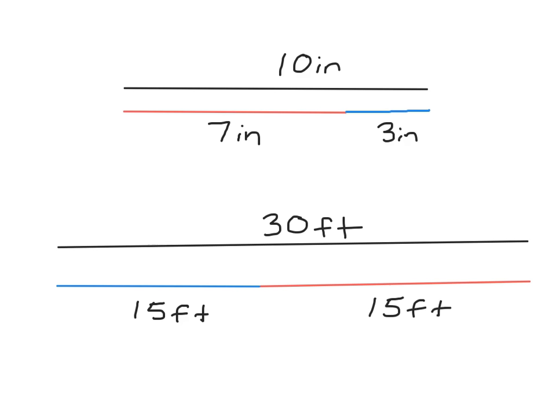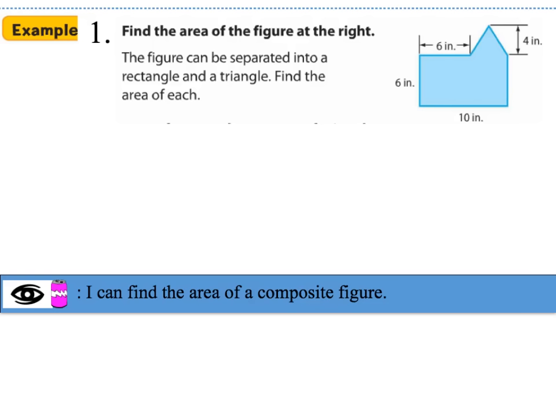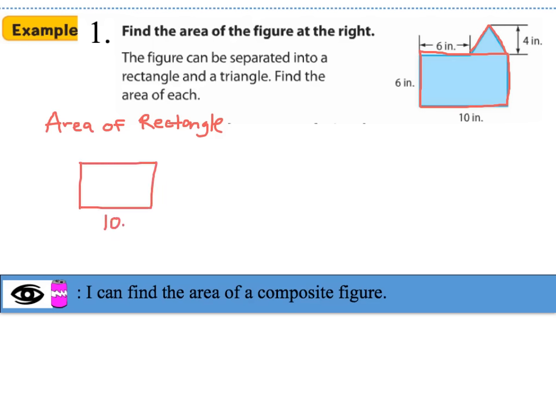So let's use these key concepts to discuss the following examples. For example 1, it says find the area of the figure at the right. The figure can be separated into a rectangle and a triangle. So let's decompose that so we can find the area of this entire shape. By decomposing this shape, we can see that we do have a rectangle and there's a triangle on top. So if I find the area of the rectangle, the base would be 10 inches and the height of the rectangle would be 6 inches.